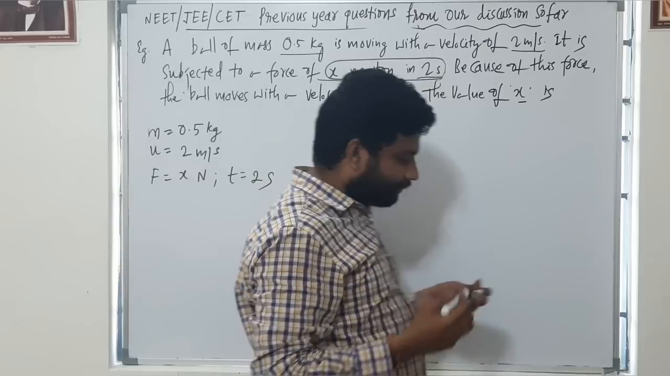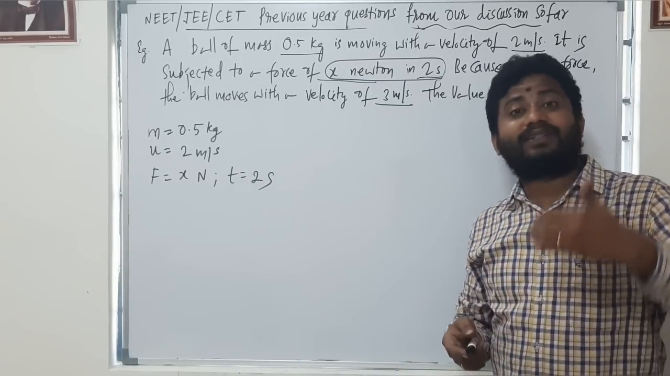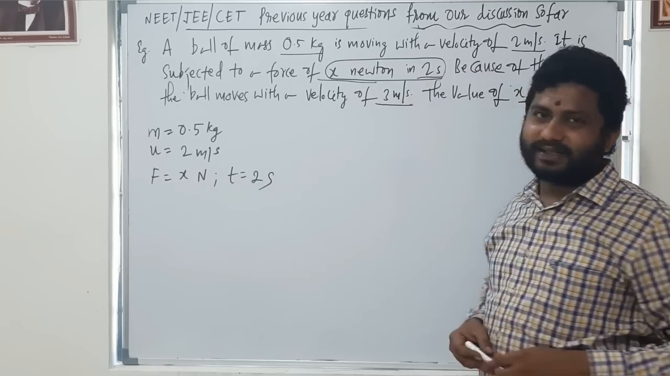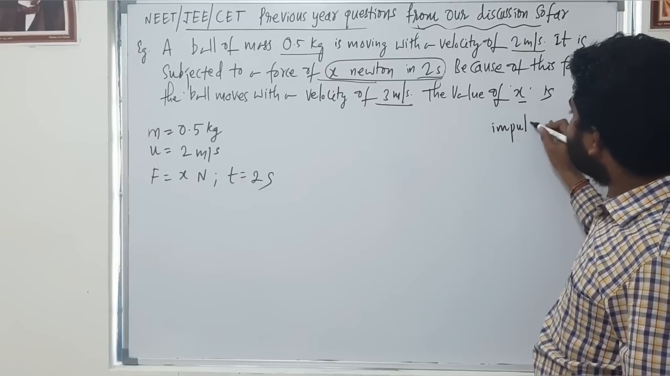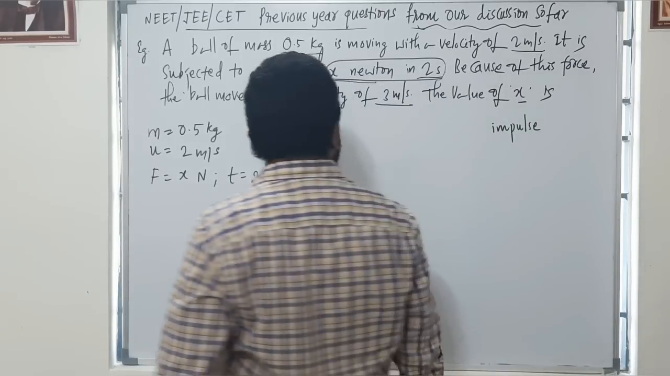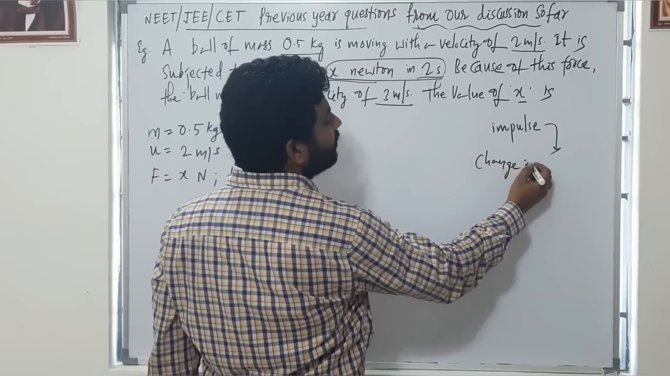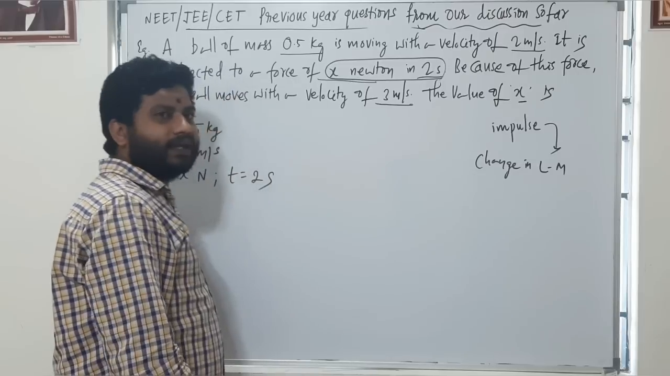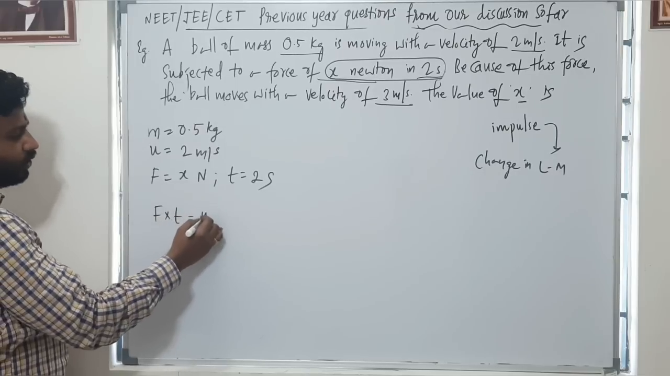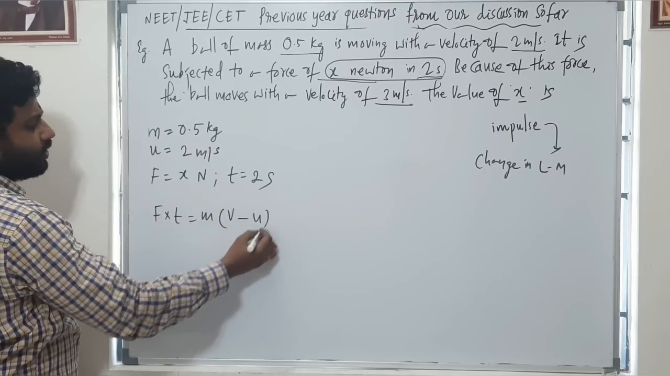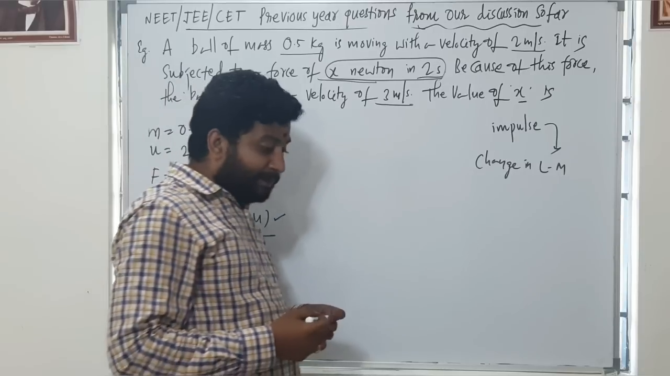So what is the concept you must recollect now? A force acting on a body for 2 seconds. That's a concept called impulse. I hope you could recollect it. Impulse. What is that impulse? Impulse is equal to the change in linear momentum. And what I can write here, impulse concept: F into t is equal to the change in linear momentum, m into (v minus u). That's the formula behind this question, right?